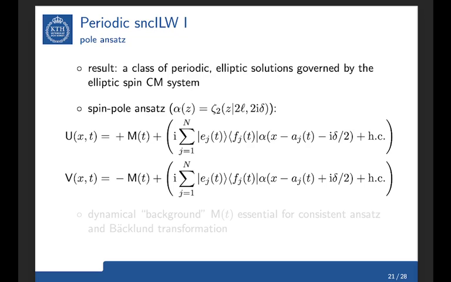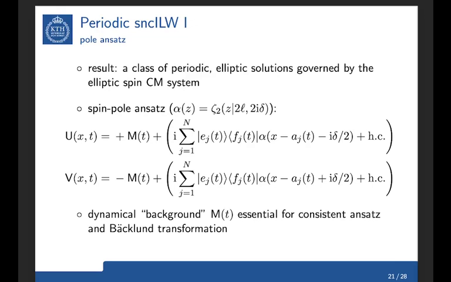Alpha is a special function zeta 2, again a minor variant of the Weierstrass zeta function whose precise form is not important. HC indicates Hermitian conjugate. What's new here is the presence of this M. For both u and v, we have this term M(t). We call this a background matrix, and its presence is essential to make the pole-ansatz consistent. In fact, it's also essential that it's dynamical to make the pole-ansatz consistent. And this is very different from degenerate cases.